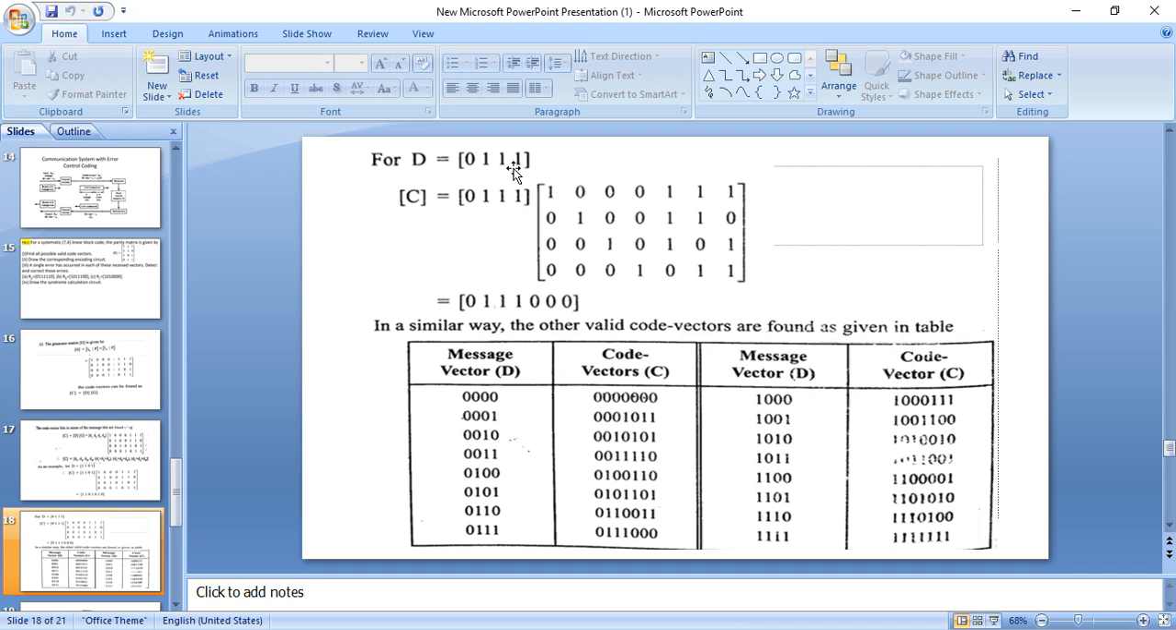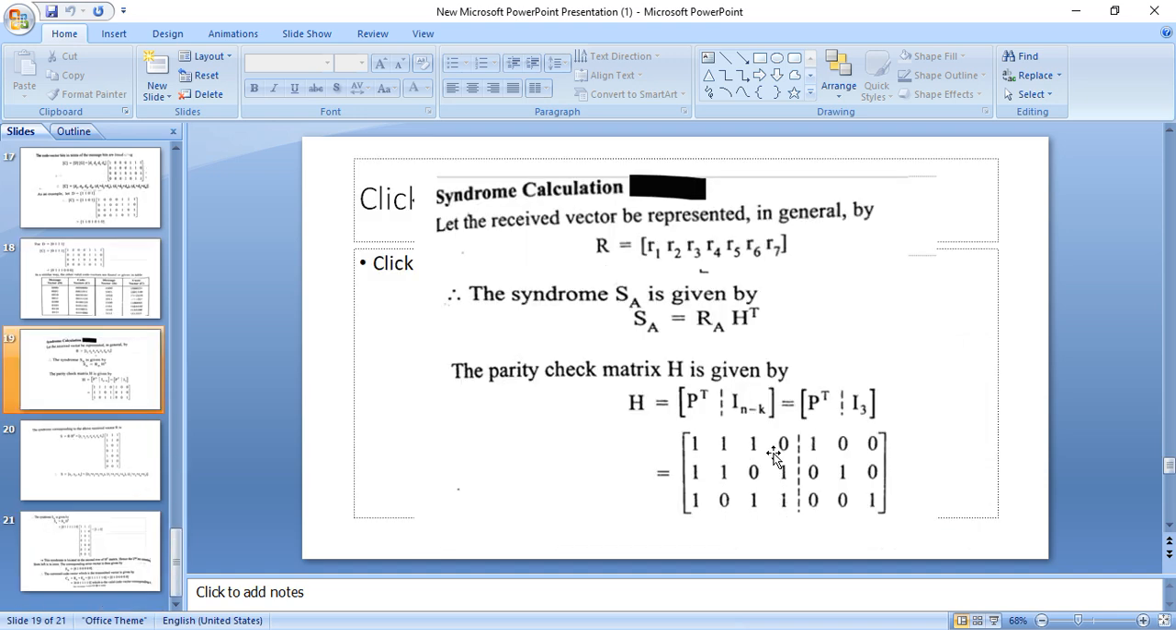Similarly, if you take this value, this is the answer. For 0, 0, 0, 0 the answer is 0, 0, 0, 0, 0, 0, 0, and for 0, 0, 0, 1 the answer is this one. The same way, C is equal to D into G, and we will get the code vectors in this second column for all the message bits from 0, 0, 0, 0 to 1, 1, 1, 1. Once the code vector is generated, it must be transmitted through the channel, and we need to check what the received vector is and whether any error is present. We need to detect it and correct it.